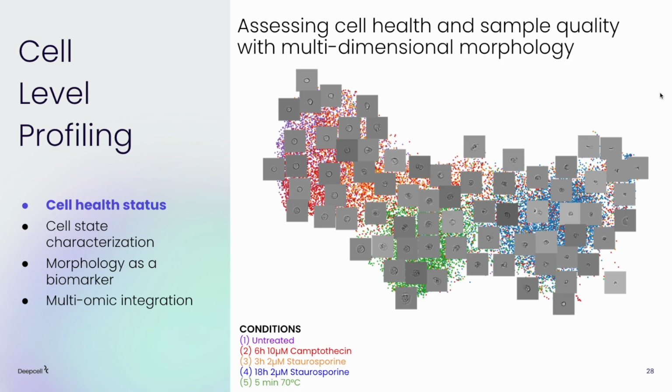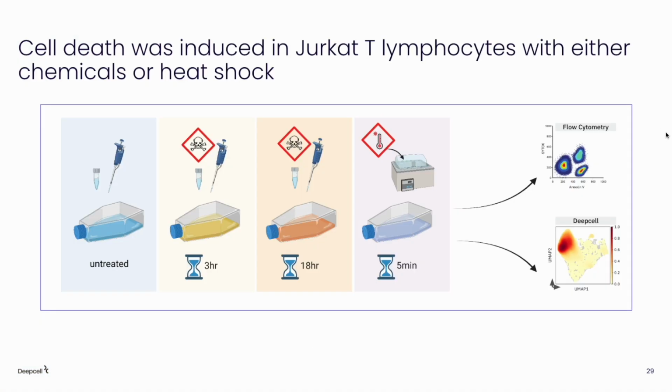In the next dataset, I'll show how REM-I imaging can identify characteristic morphologies of cell health states. Jurkat T lymphocyte cells were treated with cytotoxic methods: camptothecin, staurosporine, and heat. Following this induction or treatment, the cell death was quantified by flow cytometry, using annexin V as a marker of apoptosis and Sytox co-expression as a marker of necrosis. By imaging each condition, we can then study morphology as a readout of apoptosis or necrosis.